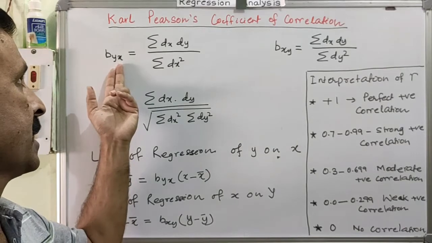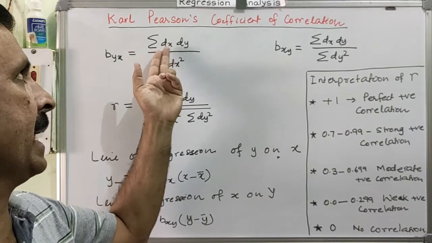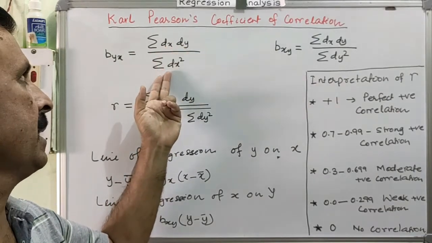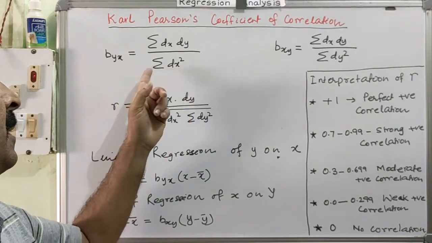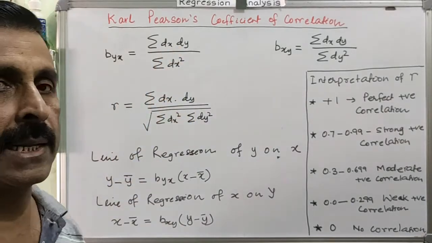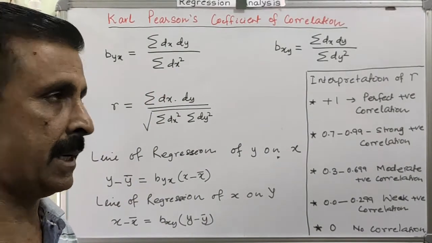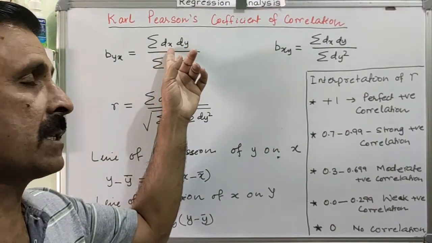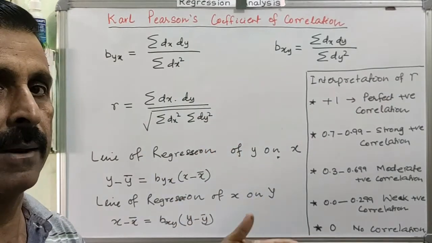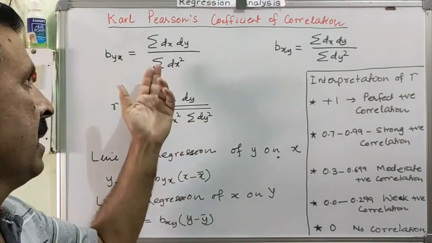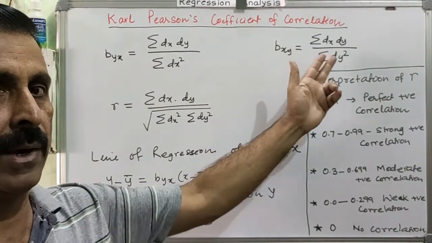This is the regression coefficient of y on x, and the formula is the sum of the product of dx and dy divided by the sum of the square of dx. Clear? Where dx and dy are the deviations of the data from the mean. Deviation of x from the mean, and this is the deviation of y from the mean. All these things will be clear when you see the question. Is this very clear? Likewise, we can have the formula for calculating the regression coefficient of x on y.